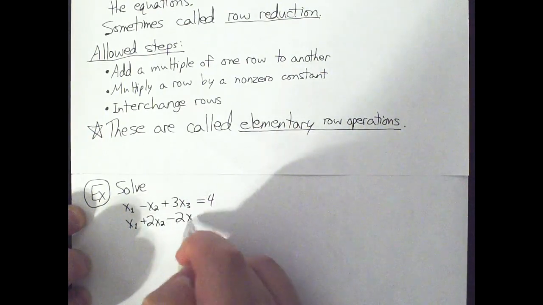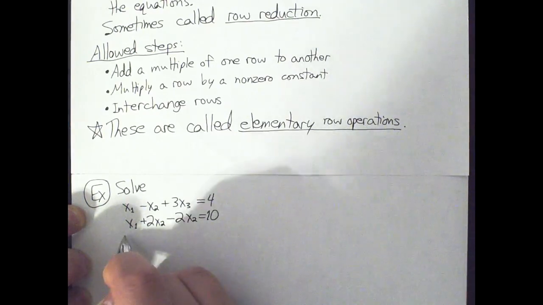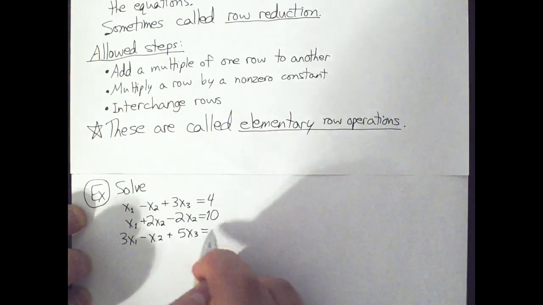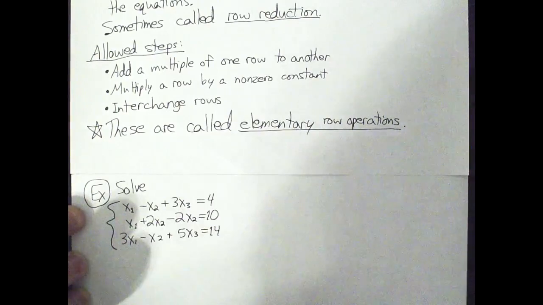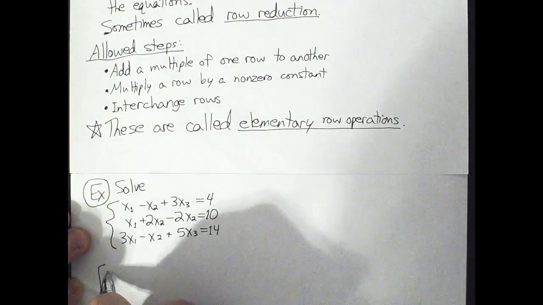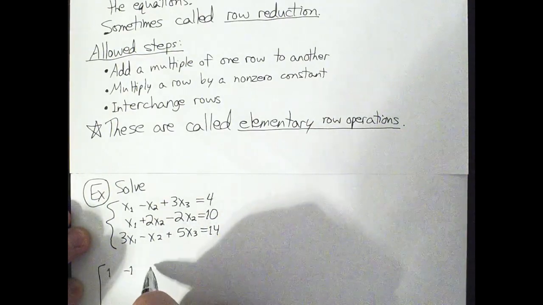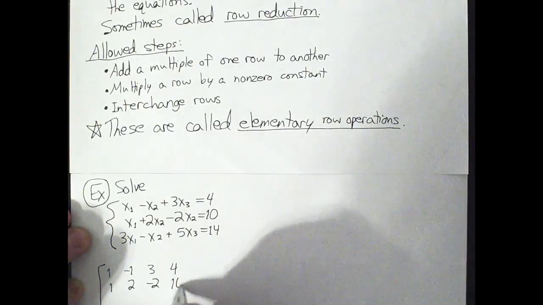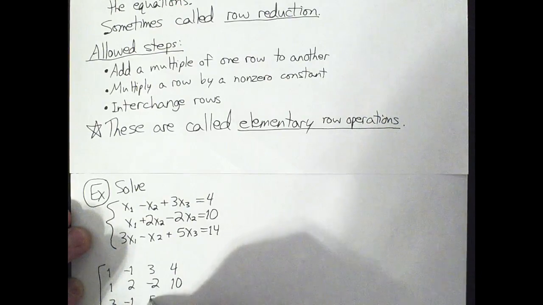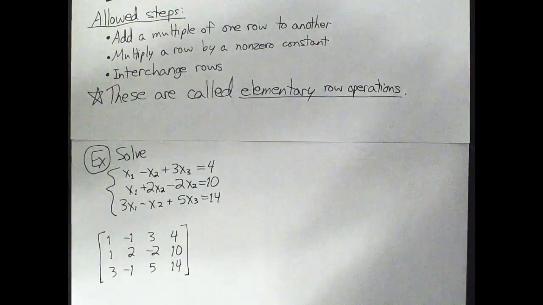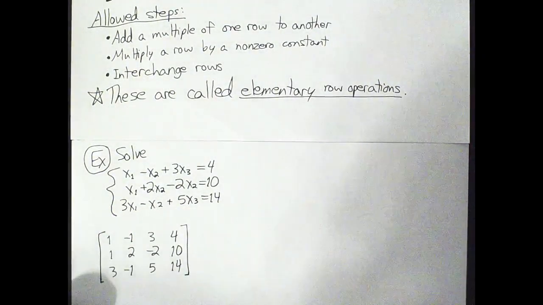Okay, this is the system, 3x1 minus x2 plus 5x3 equals 14. So first of all, we form the augmented matrix of the system, which I already did above, so I just need to copy it. 1, -1, 3, 4, 1, 2, -2, 10, 3, -1, 5, 14. By the way, we're about to do some row operations.